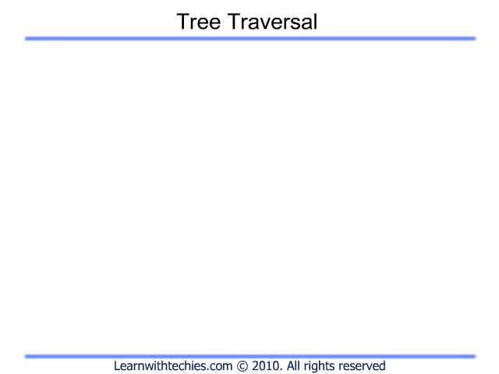Traversing a tree means accessing all the nodes of a tree. There are three ways a tree can be traversed: in-order, pre-order, and post-order.